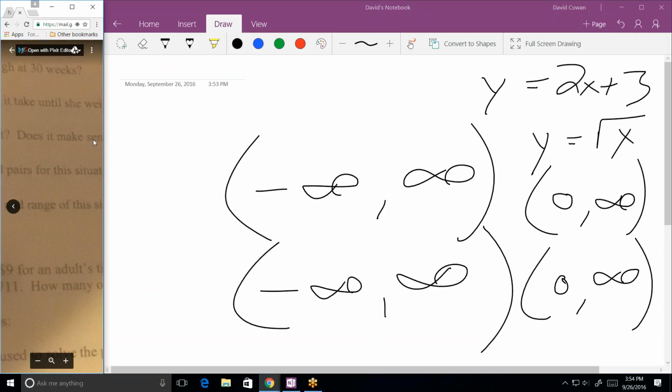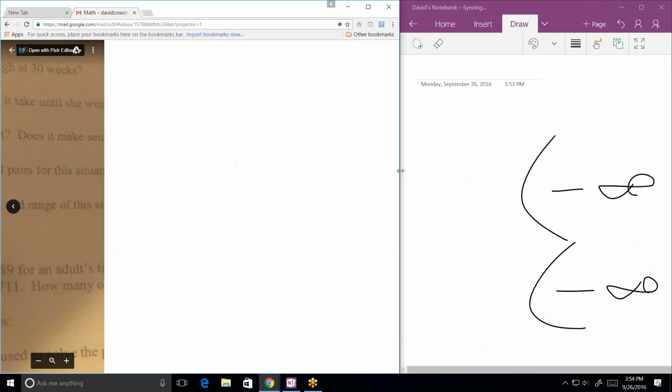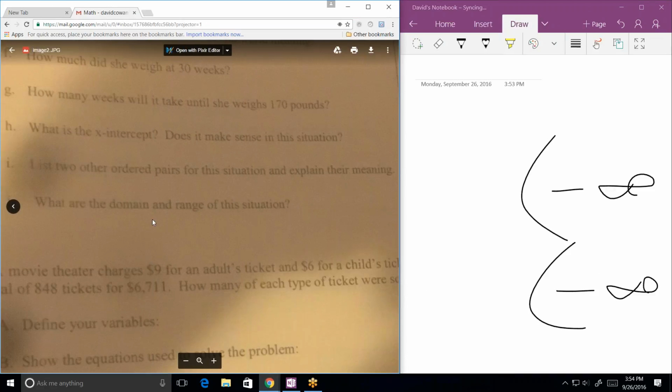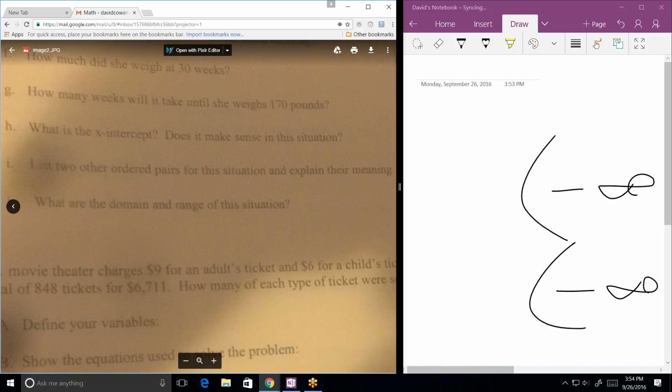All right, let's take a look at this bottom word problem.